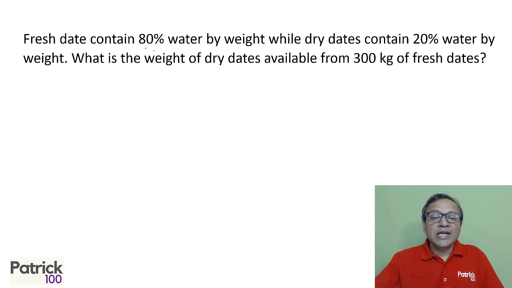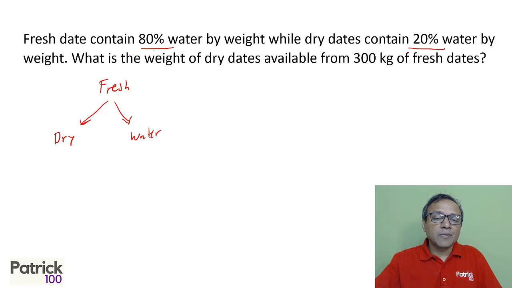Fresh dates contain 80% water by weight and dry dates 20% water by weight. So basically, when you evaporate water from fresh dates, you get dry dates and water. Fresh dates have 80% water, dry dates have 20% water, and water is 100% water.